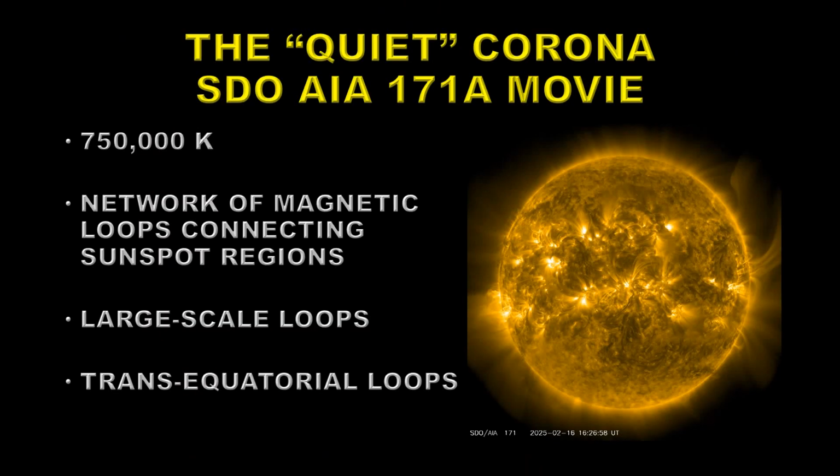Now we move up to about 750,000 degrees. This is the lower or the quiet corona. It's a network of magnetic loops connecting sunspot regions. Some of them are very large scale, as you can see here, going hundreds of thousands of kilometers up into the solar atmosphere. There are also some transequatorial loops which connect regions in the northern and southern hemisphere and indicate reconnection between those two regions, which is part of the decay and growth of solar cycles.